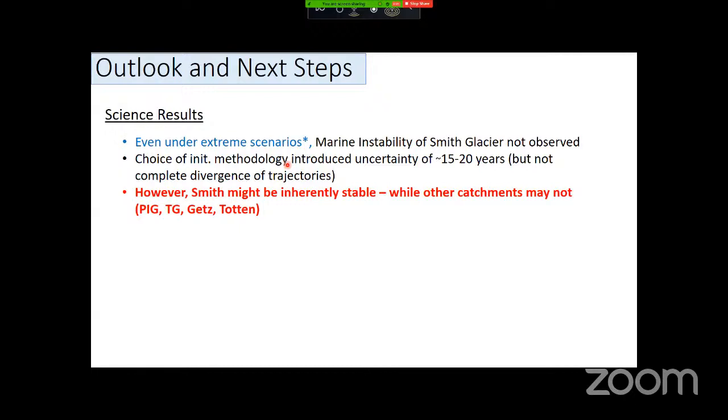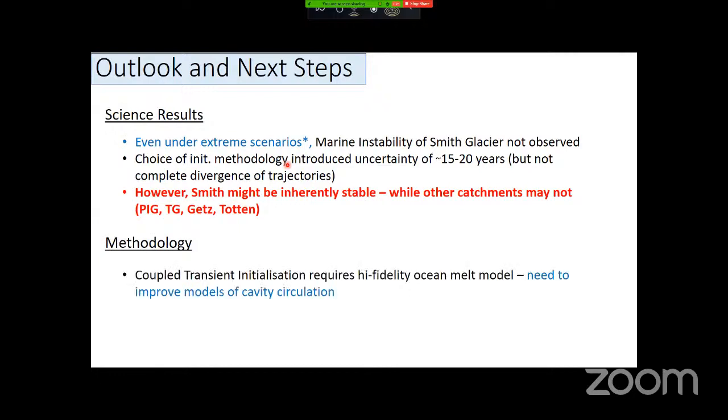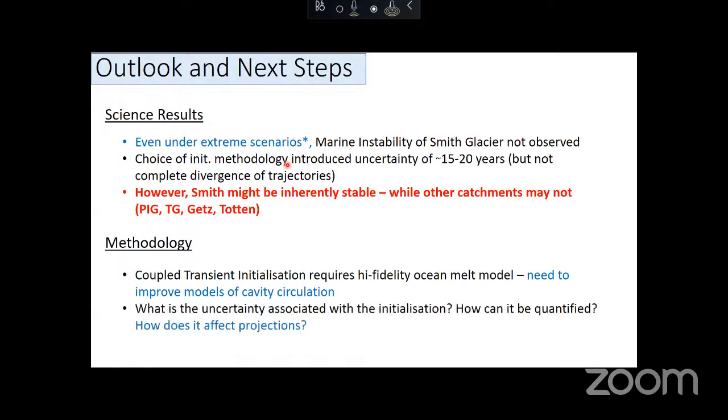timescales. What I have learned about methodology is that coupled transient initialization, which is what I'm calling it, requires a really high-fidelity ocean melt model. We need to improve models of ocean cavity circulation. And we also don't know what the uncertainty associated with the initialization actually is. Can it be quantified? How does it affect projections?